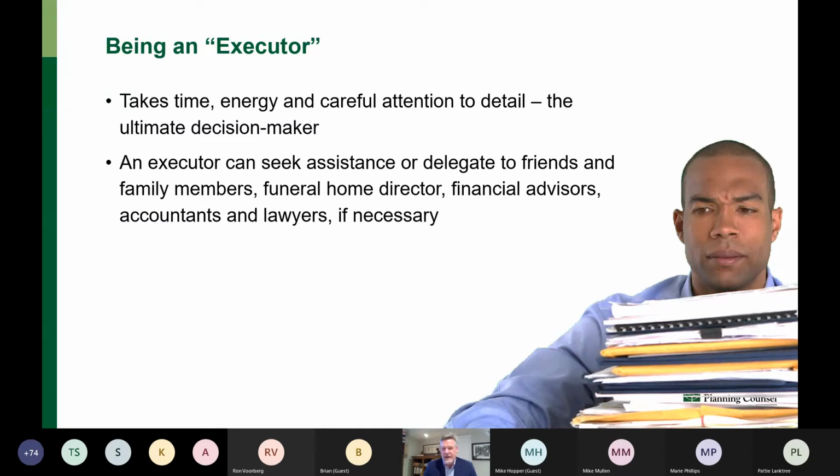Can you seek assistance? Absolutely. Now you can delegate some of the work to friends, family members, funeral home director, financial advisors, accountants, lawyers, and other professionals. But keep in mind, again, as I put in that asterisk in the slide prior, you're legally responsible for that. So choose wisely who you're going to be dealing with. And more importantly, hopefully throughout this, try to be proactive in choosing who's going to help.